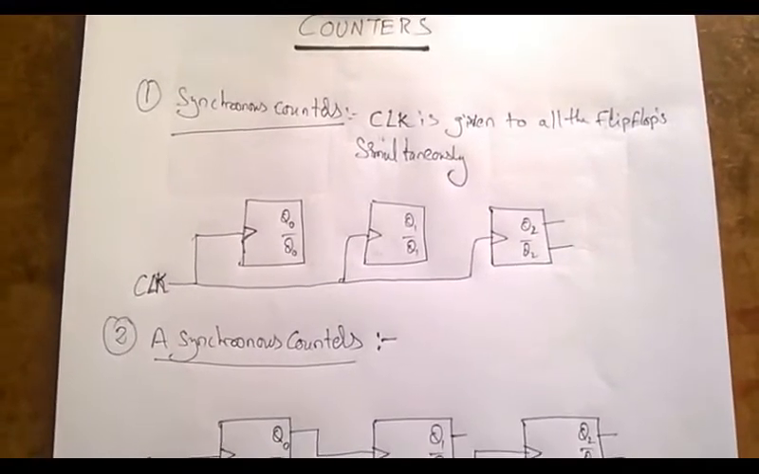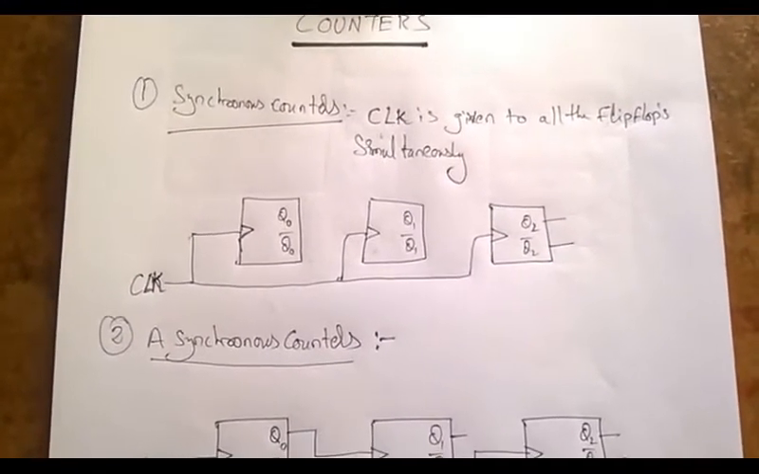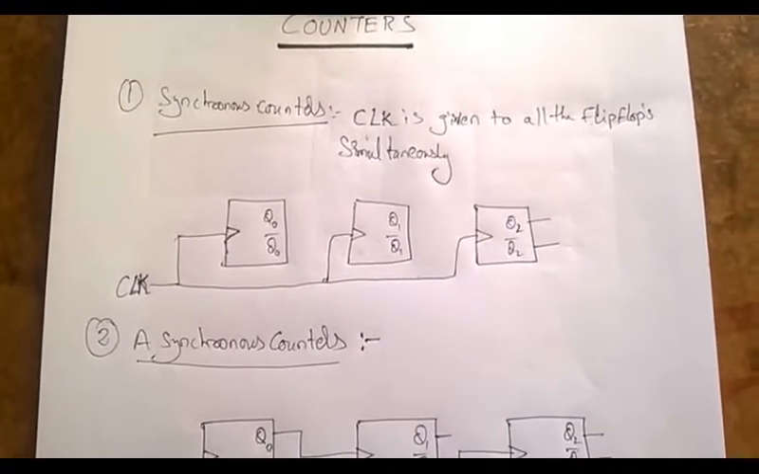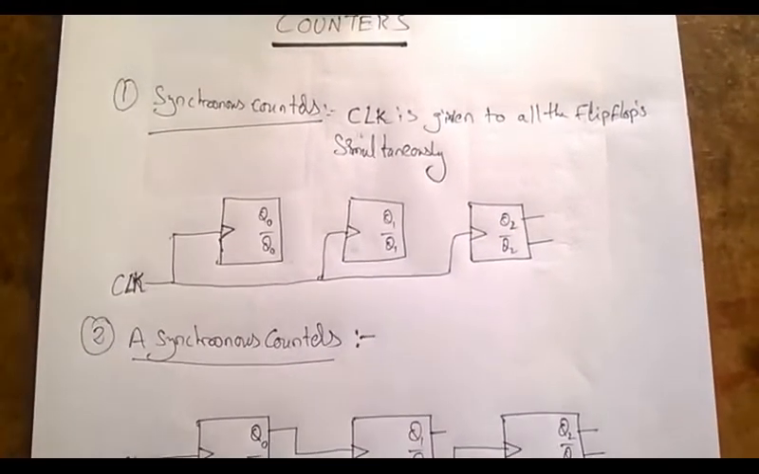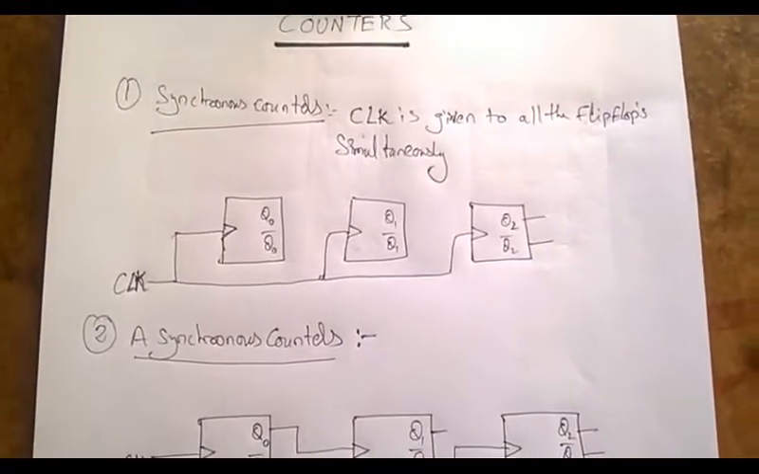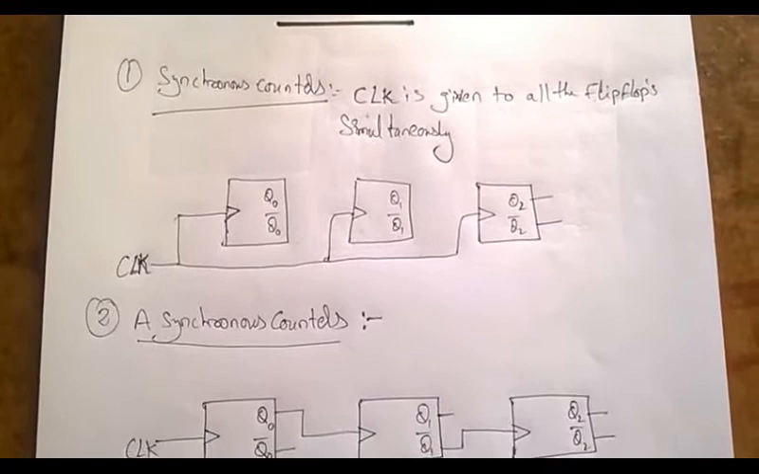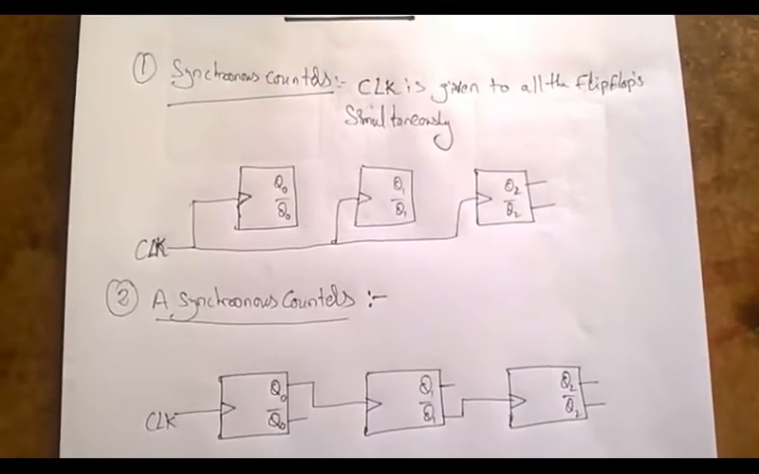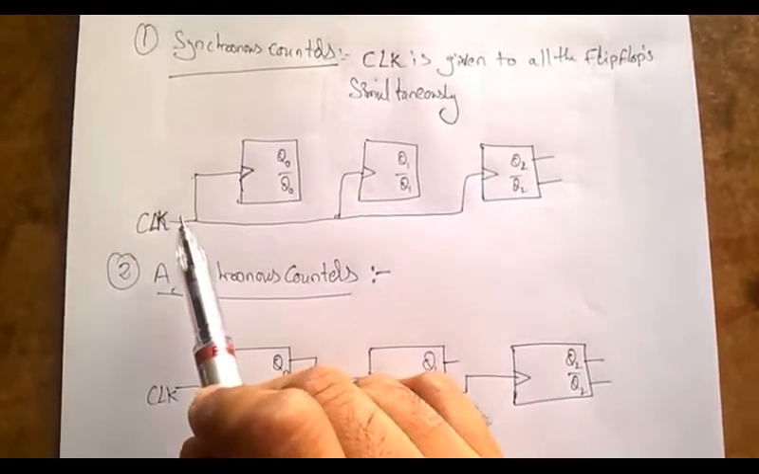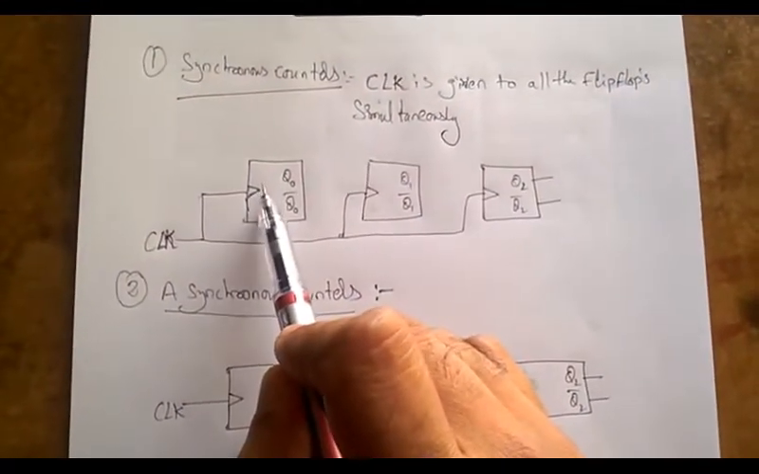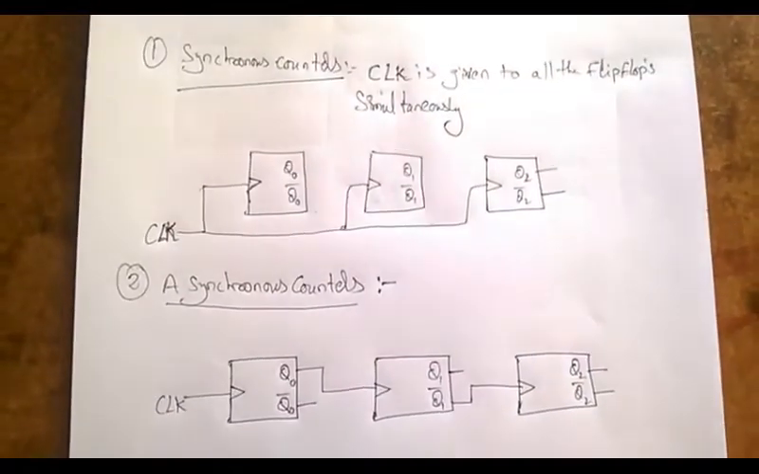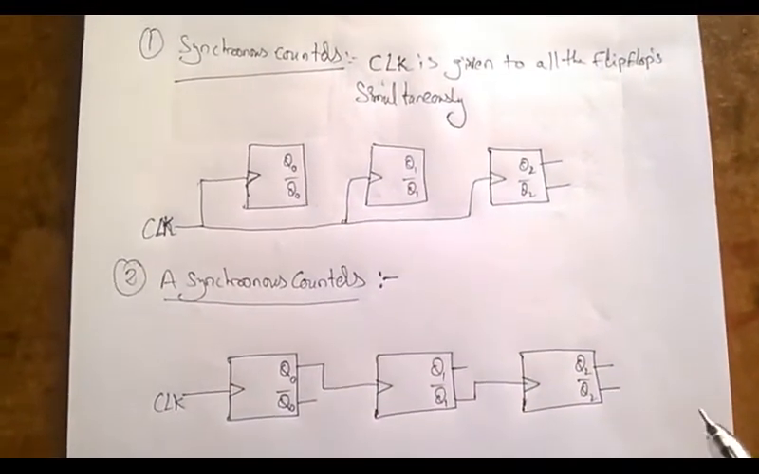Actually, what is meant by a counter? A counter is nothing but a cascade connection of two or more flip-flops. Okay, remember this point. And there are two types of counters. First one, synchronous counter. Second one, asynchronous counter. Synchronous counters are nothing but the clock is given to the first, second and third flip-flops simultaneously. Okay, parallel clock is given.